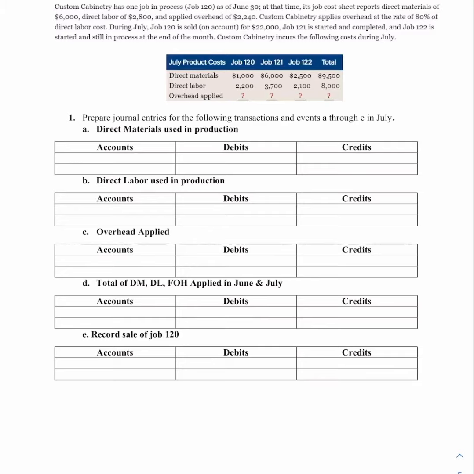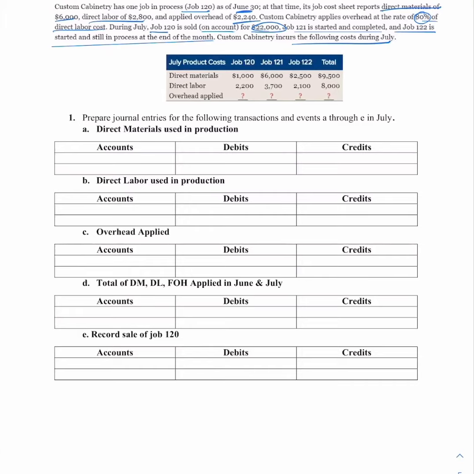So here in question number 4, we're told custom cabinetry has one job in process, and that's job number 120 as of June the 30th. At that time, the job cost sheet reports direct materials of $6,000, direct labor of $2,800, and applied overhead of $2,240. Custom cabinetry applies overhead at a rate of 80% of direct labor cost. During July, job 120 is sold on account for $22,000. Job 121 is started and completed, and job 122 is started and still in process. Custom cabinetry incurs the following costs during July. So, we've got a lot of information given to us here.